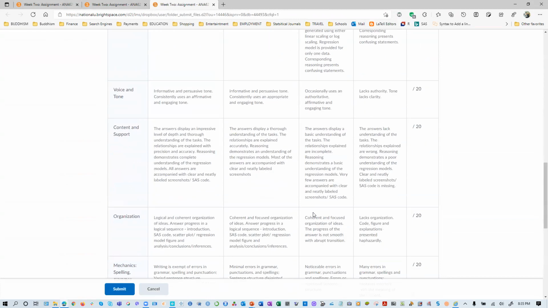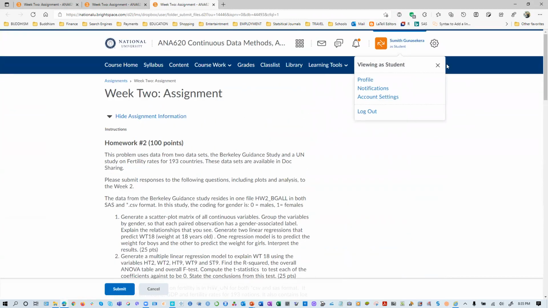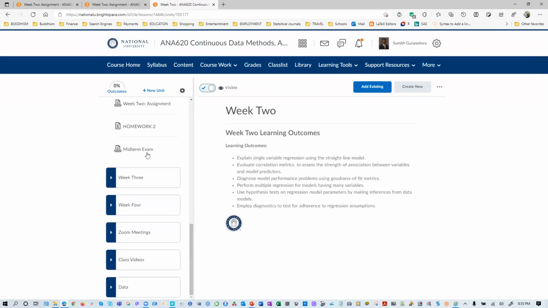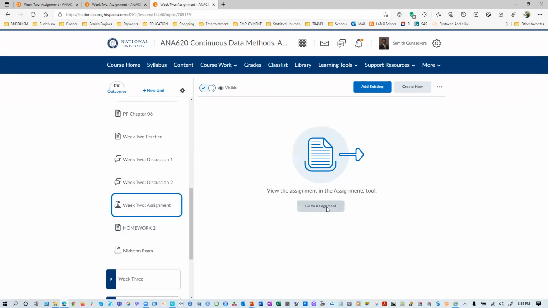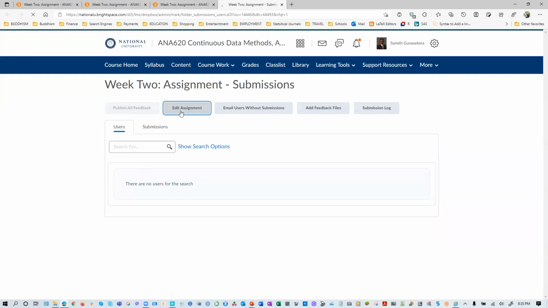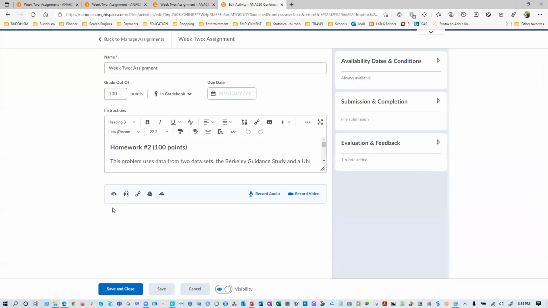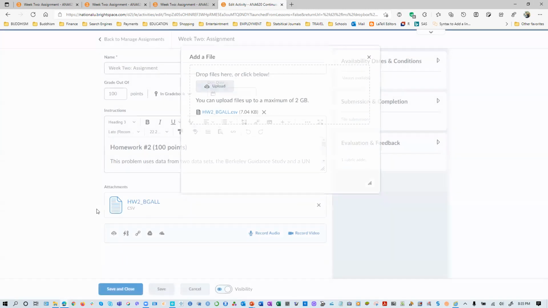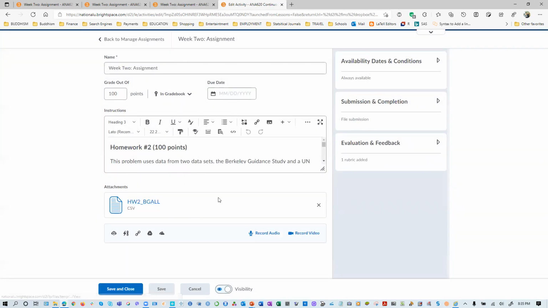Assignment, go to assignment. Yeah, this is what you're going to see as a student. So I'm going to get out of this one. Now it's there. Okay. So I pretty much can do that for all the assignments as well as for the midterm and the final exam, the same thing, so that it's easy for you guys to just open from here.